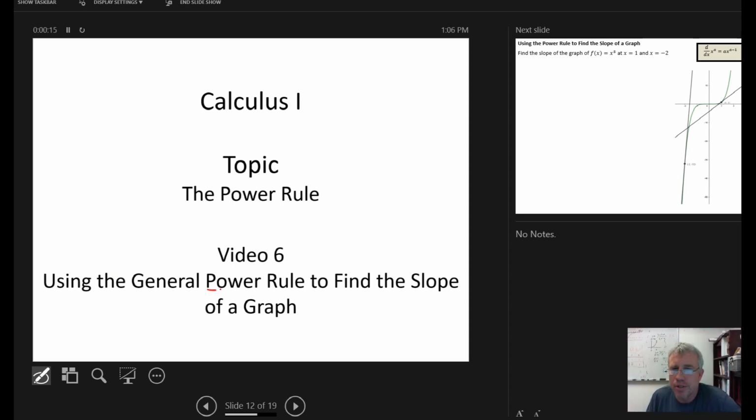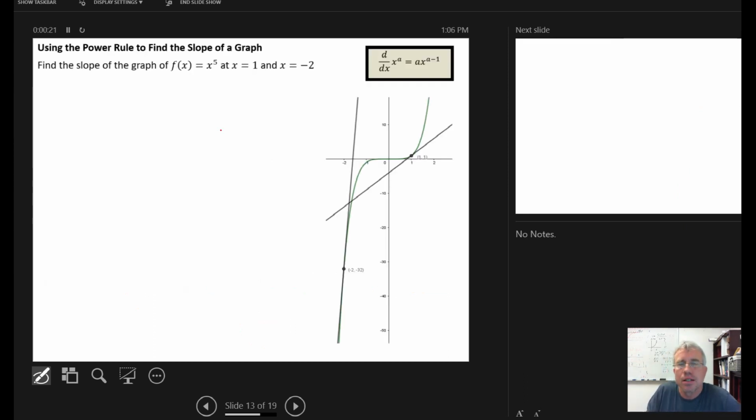So in this video, we're going to use the power rule to find the slope of a graph. So the idea is we have a function f of x equals x to the fifth, and we want to know the slope of the graph of f of x when x is equal to 1 and when x is equal to -2.